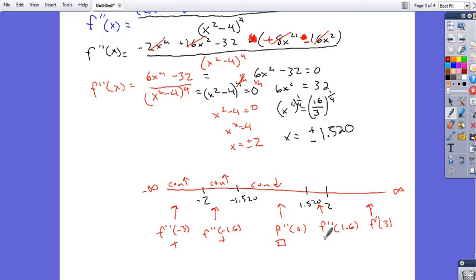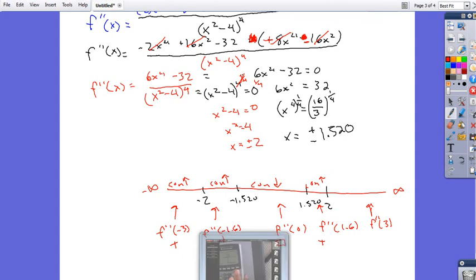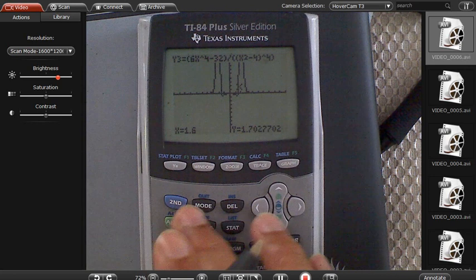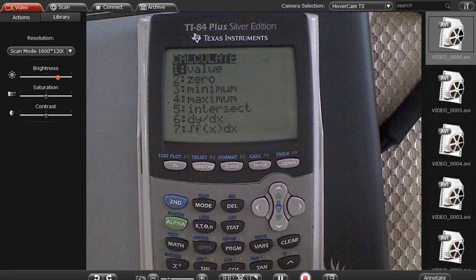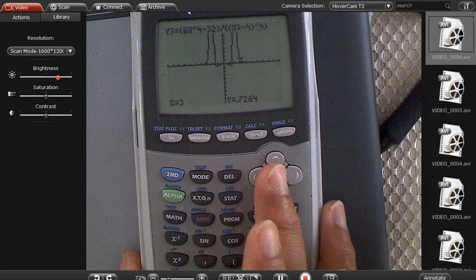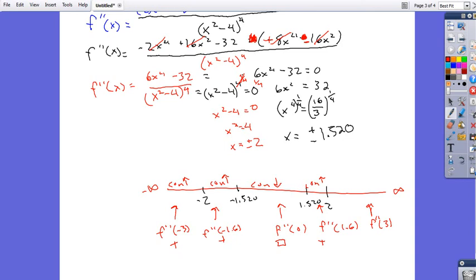Alright, so let's go back. Positive, concave up. Alright, and then let's test 3. I'm just going to plug 3 in. You can kind of see from the graph, but I'm not sure. Let's see. So I can calculate value 3, 0.7264. So yeah, that's definitely positive. So, alright, we're done with the test here. And I'm going to wait until the very end to write all my intervals, okay? Because I've spent a long time on this already.